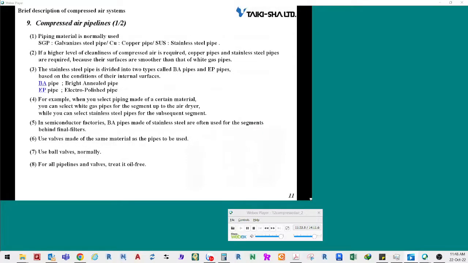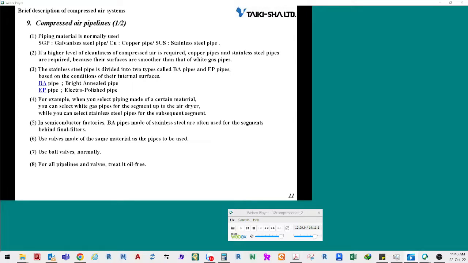9. Compressed air pipelines. Pipelines for compressed air. Compressed air pipelines include white gas pipes, copper pipes, and stainless steel pipes. If a higher level of cleanliness of compressed air is required, copper pipes and stainless steel pipes are required because their surfaces are smoother than that of white gas pipes.